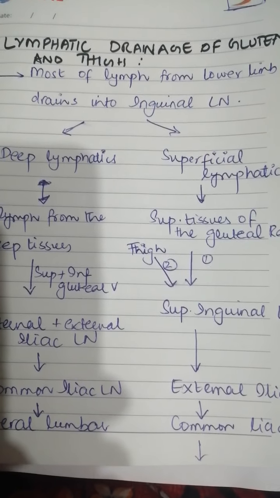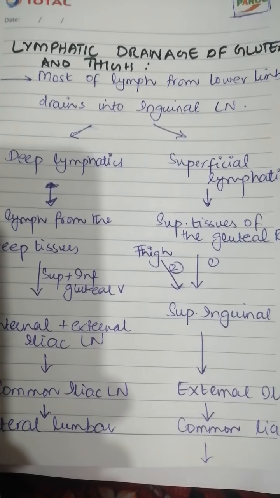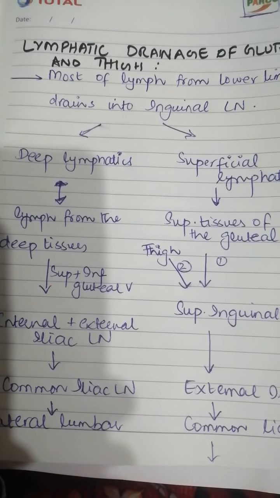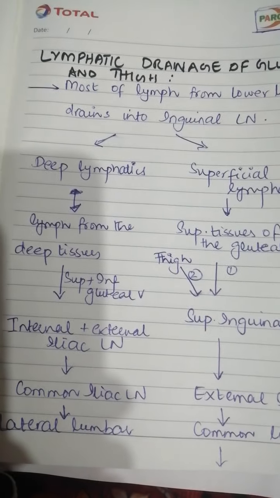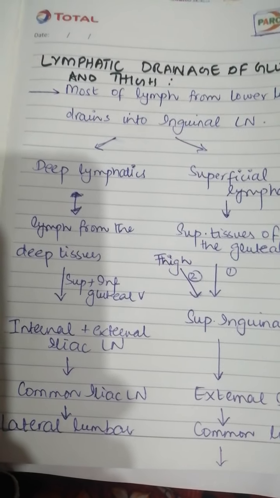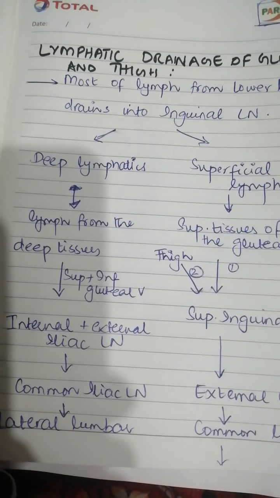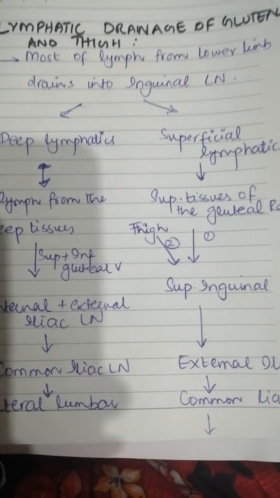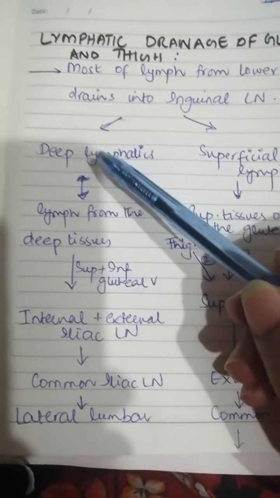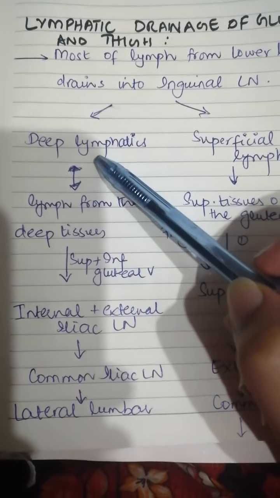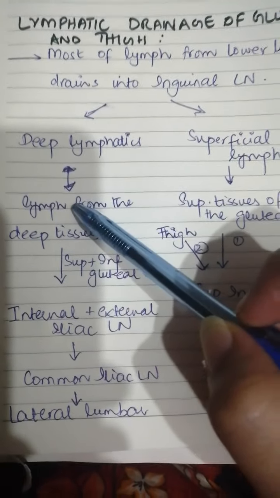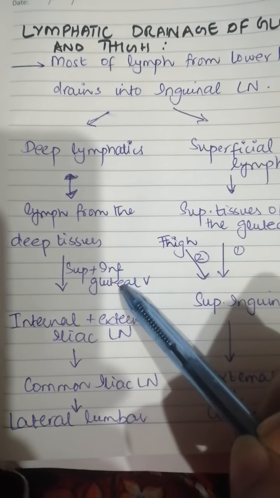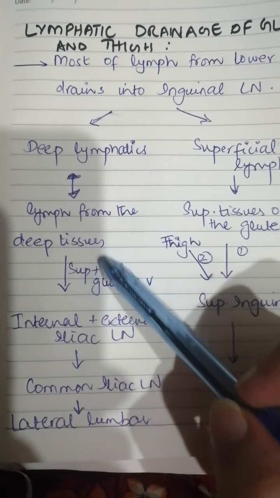At this point I am telling you that the lymph from the deeper tissues of the gluteal region mainly follows the superior and inferior gluteal lymph nodes. These superior and inferior gluteal lymph nodes follow the superior and inferior gluteal veins. Mainly lymphatics follow the venous drainage. So the deep lymphatics carry all the lymph from the deeper tissues.